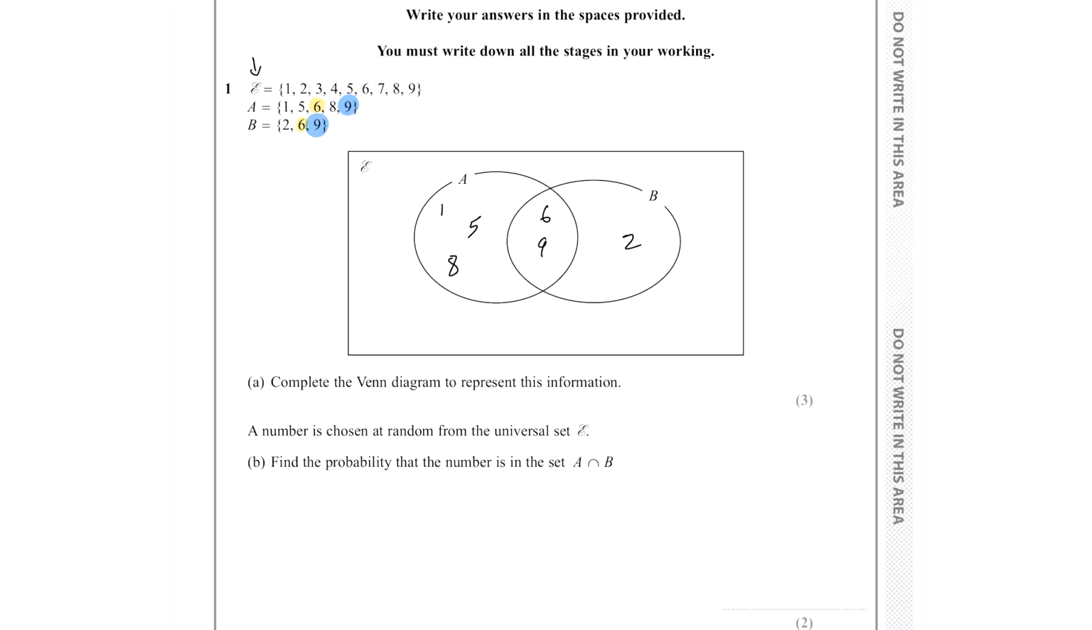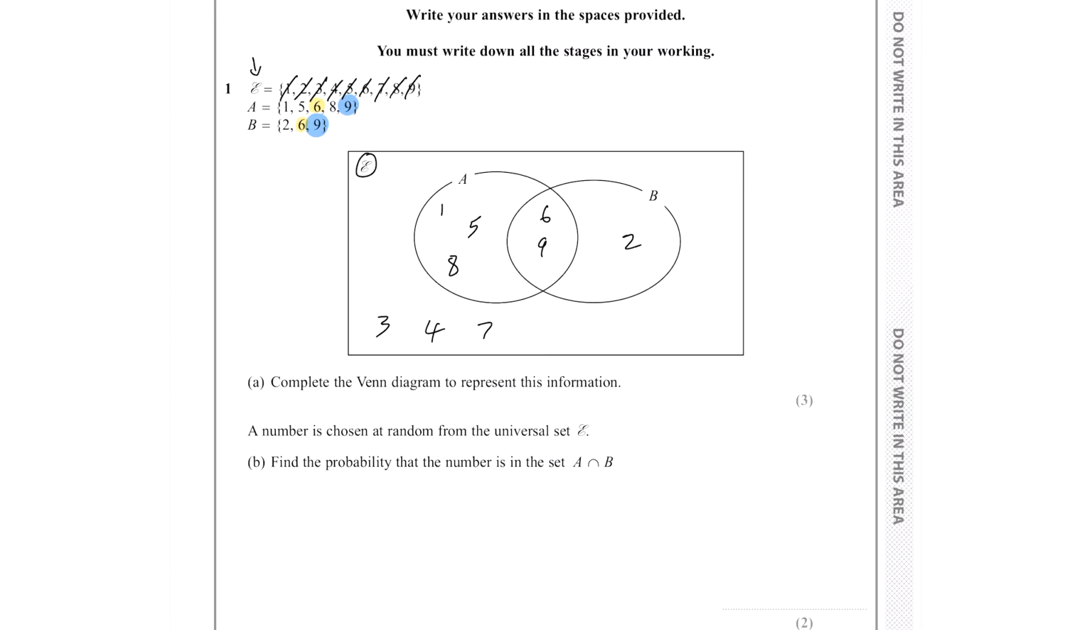And now I'm going to look at the universal set, which is this bit outside. So that leaves me with 1, but 1's already being used in A. Then 2 is already being used in B. Then I have 3, so I can put 3 there. Then I have 4, which isn't being used anywhere either. 5 is being used inside A, 6 is also being used, 7 is not being used, 8 is being used by A, and 9 is being used as well. So that leaves me with 3, 4, and 7 outside.